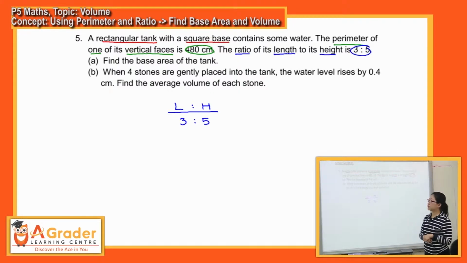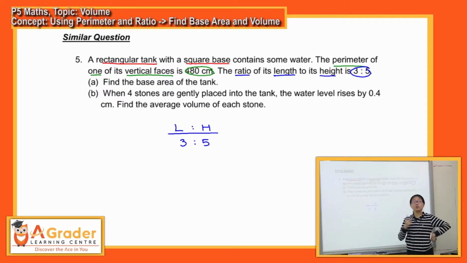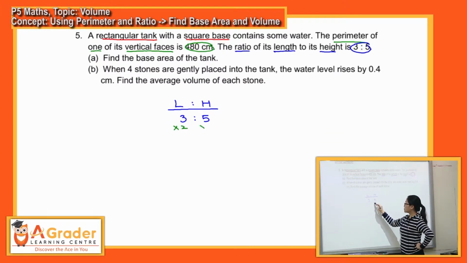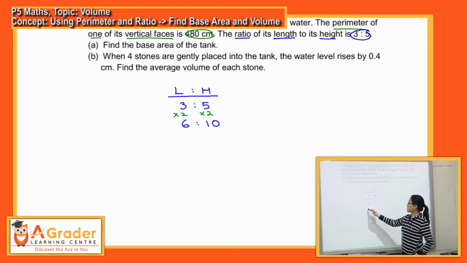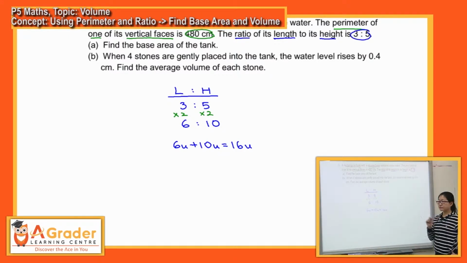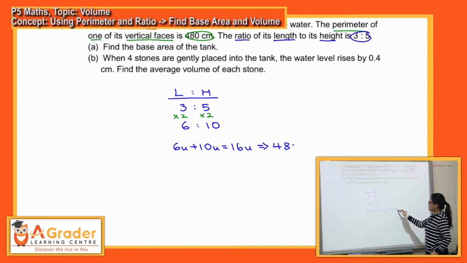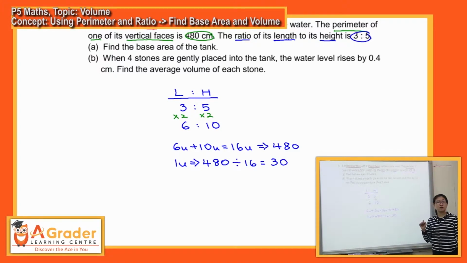Okay? And remember, we are dealing with perimeter. So what must I do over here? Times 2. So this will help you out for your first PSP also. Alright, times 2, times 2. Then here we will get 6 to 10. Alright, 6 to 10, what must I do now? Add them together. And this 16U will represent the 480. Good, 480. So 16U is 480. Next step, 1U. 480 divided by 16, you get 30.